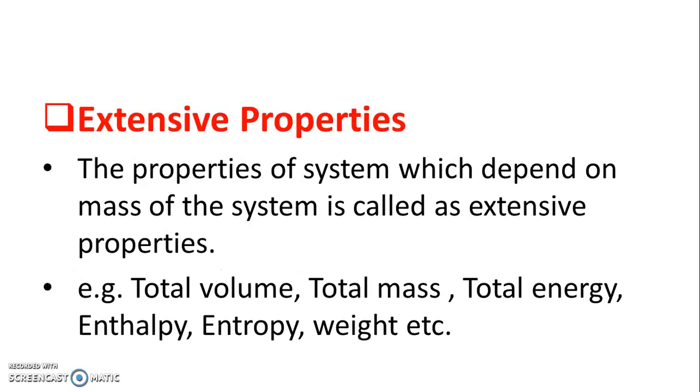The second property is the extensive property. The properties of a system which depend on the mass of the system are called extensive properties. Example, total volume, total mass, enthalpy, entropy, weight, total energy, etc. These are the examples of extensive properties.